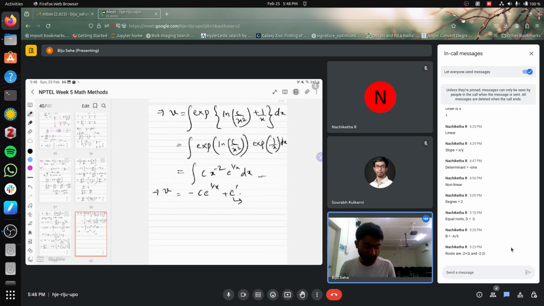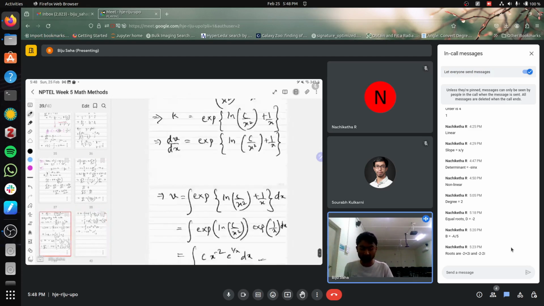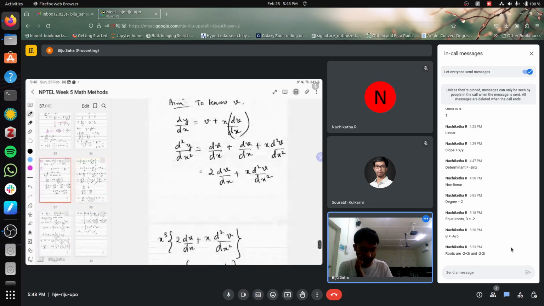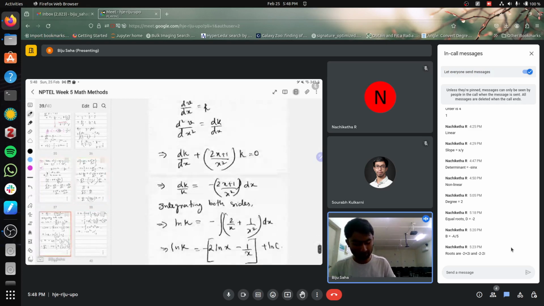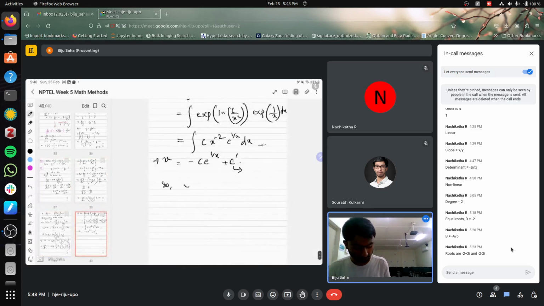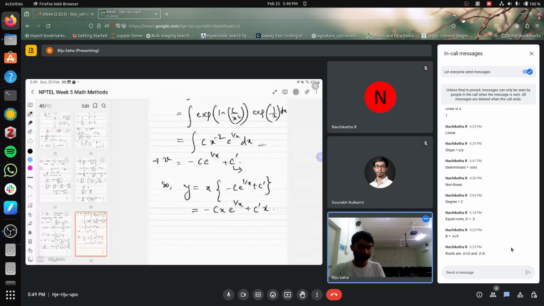So that is what it was, one of the functions, but the other function was known to be x. So we have known v right now. The other function was x. So y is equal to x into minus c 1 by x plus c bar, minus c e to the power 1 by x plus c bar. So in a neat form I could write this as follows.